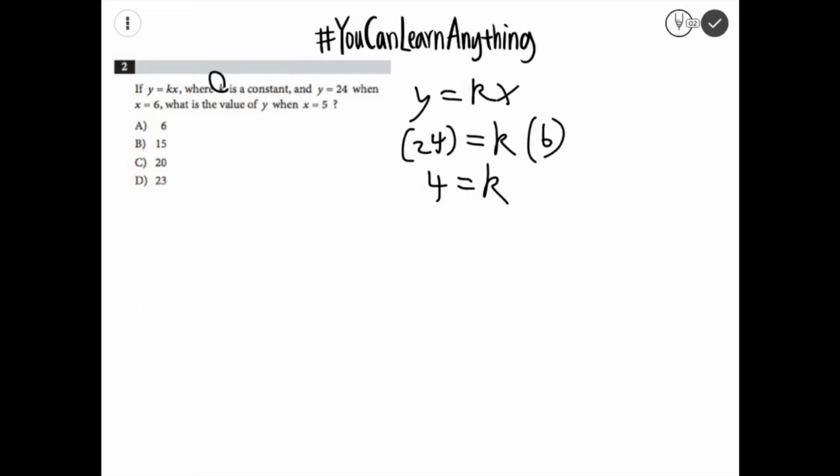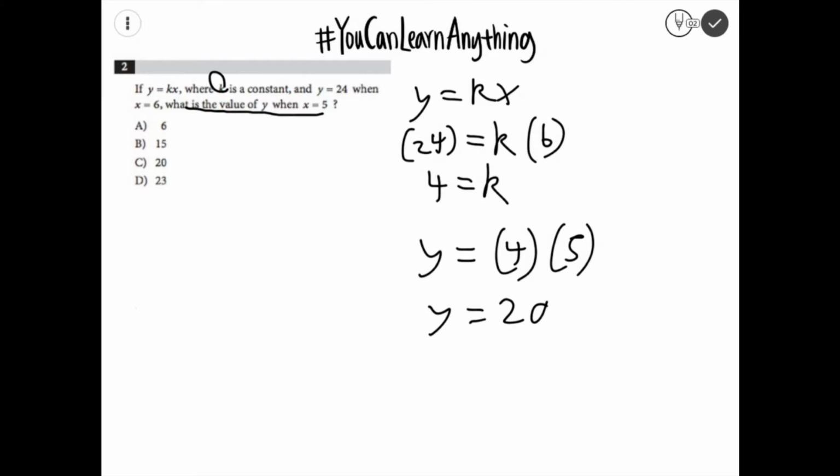What we're looking for is, what is the value of y when x is equal to 5? So we don't know y, but we do know k now, which is 4, and we know that x is equal to 5. So the final answer will be when you take 4 and 5 and multiply them together to get 20, which is option choice C right here.